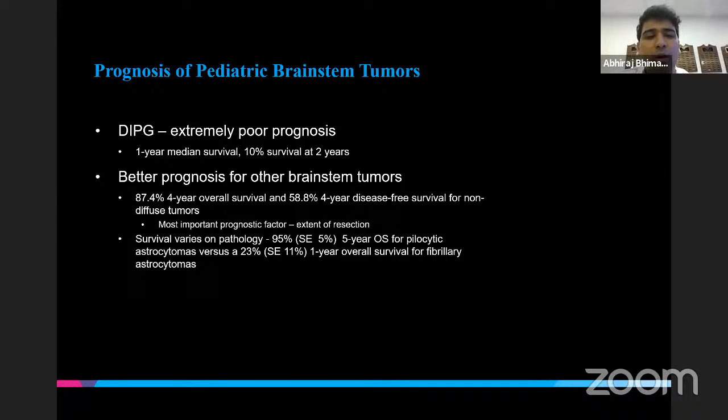Other brainstem tumors tend to have an overall better prognosis. However, they do depend on the histological diagnosis. So even though the classification doesn't solely depend on histology, their overall prognosis does. Studies show that pilocytic astrocytomas have a 95% 5-year survival, versus if it's a fibrillary astrocytoma, you're going to have an 11% 1-year overall survival for these kids. And the most important prognostic factor for tumors other than DIPG is the extent of the initial resection, which is pretty similar to things like GBM in adults as well.